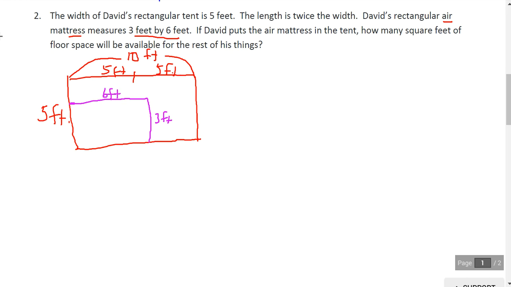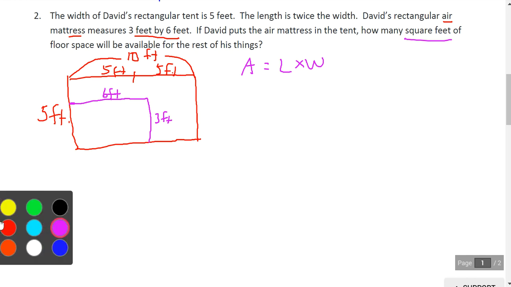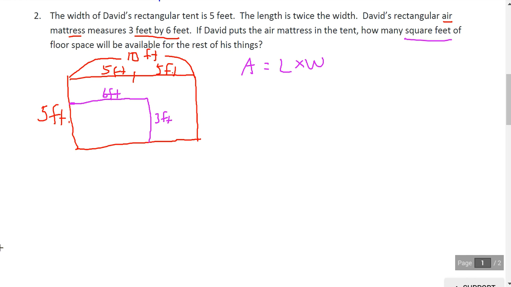Now, how can I figure this out? This is kind of tricky. Well, we know that area is equal to length times width. We need to know that because we're talking about square feet here. What we're trying to figure out is all of the space right in here. How much space does he have for his other stuff? If we took the big rectangle and subtracted out all the space where his mattress is, all the blue area would be what he has left. So let's try to figure that out.